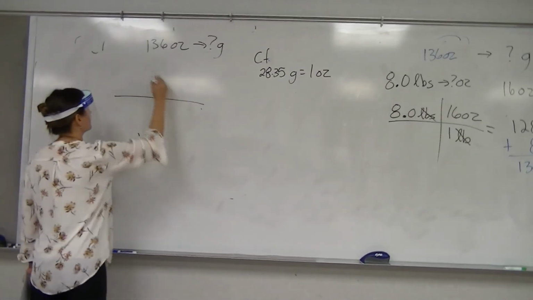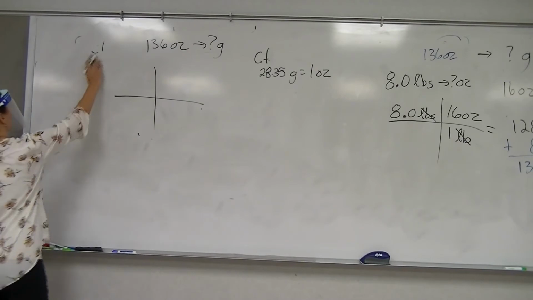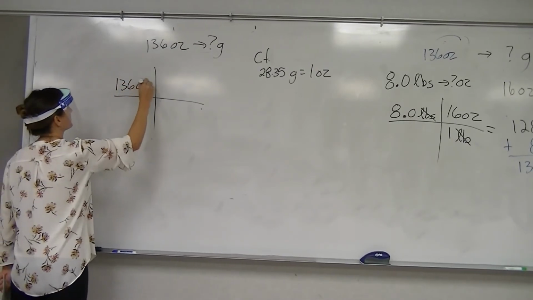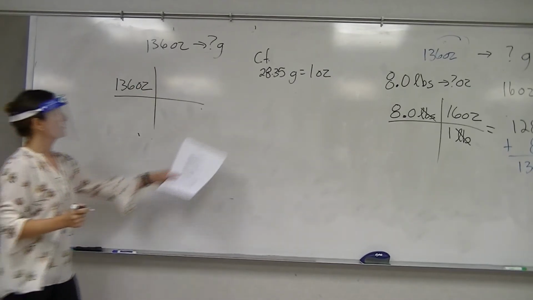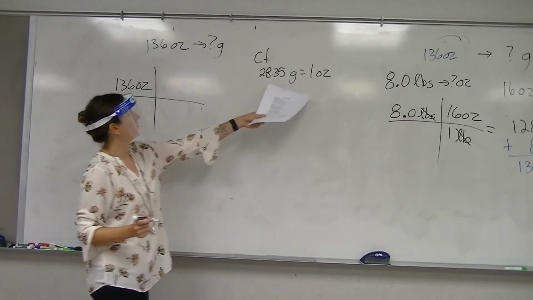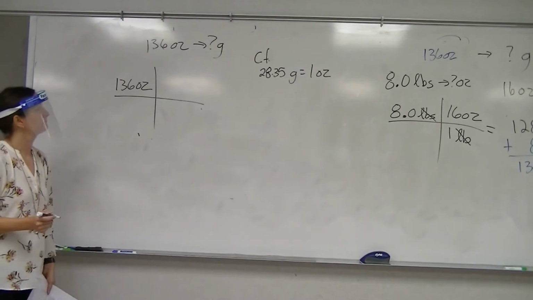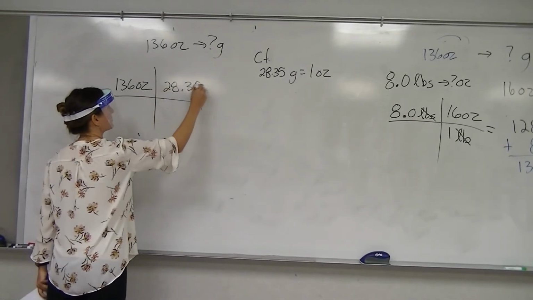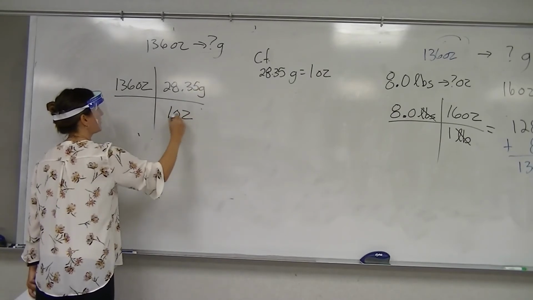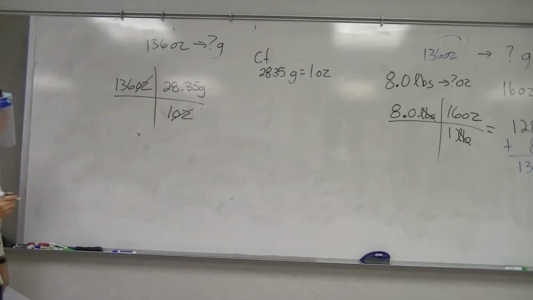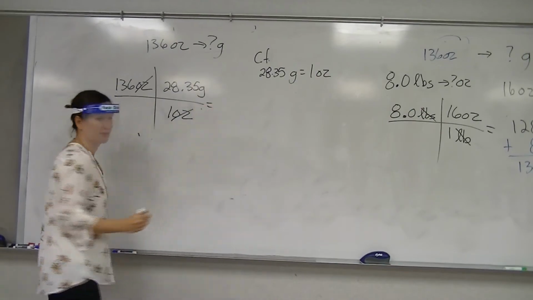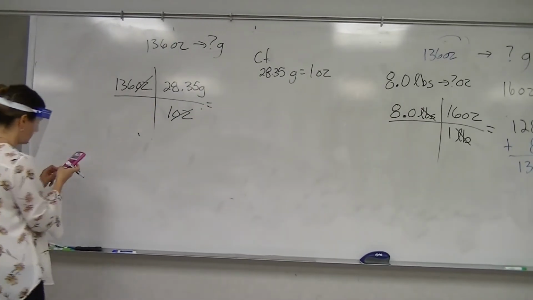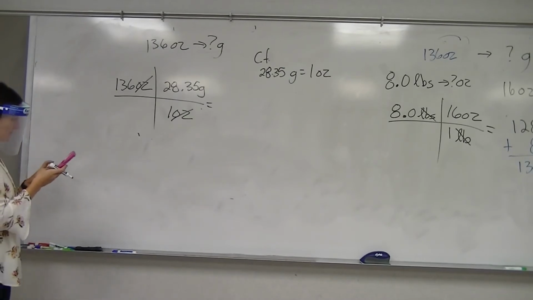All right, so do our railroad tracks again. Now what number am I starting with in my railroad tracks? 136 ounces. Okay, so do I want the 1 or the 28 on the top? 28 on the top, yes, because I want the grams on the top. That's what I'm trying to keep. And I'll put my ounces on the bottom so that they cancel. It's going to be a big number. 136 times 28.35.